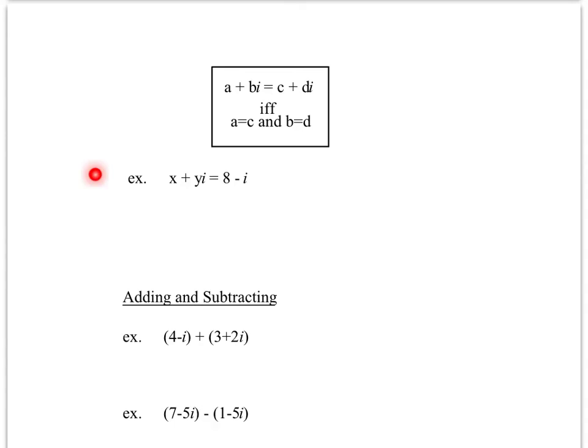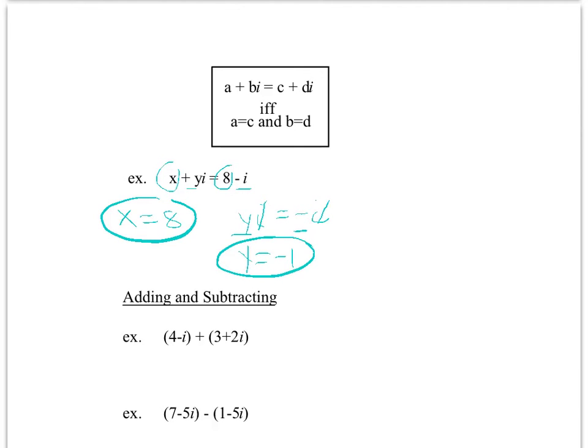If we look at this example right here, we have x plus yi equals 8 minus i. The real parts are x and 8, so that means x must equal 8. The imaginary parts are yi equals negative i, and the i's are the same thing. So y equals the negative, and we need a number there, so we put a negative 1.